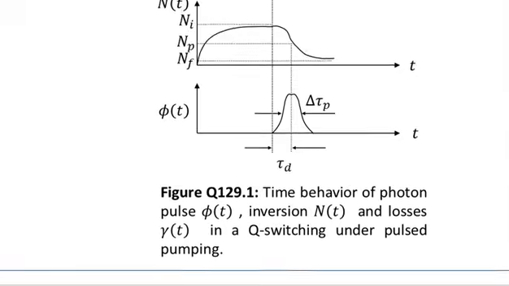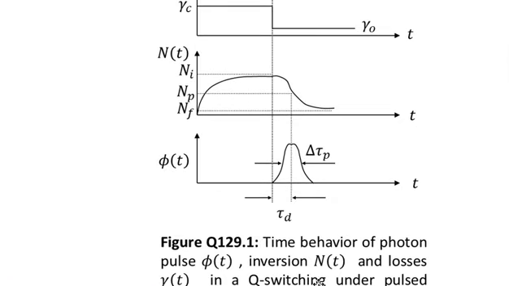So you see from this plot that the photon pulse is created when the inversion falls, and at the peak value of the photon pulse, the population inversion is actually N_P. So N_P is the population inversion which corresponds to the peak value of the photon pulse.